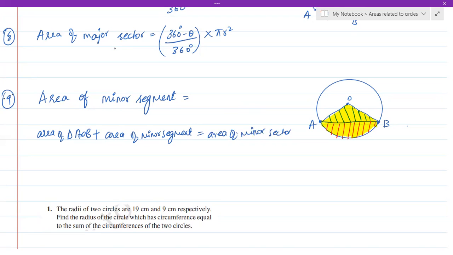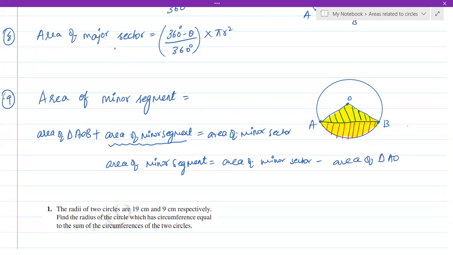Now, what do we need? Actually, we are trying to find the formula for the area of the minor segment. Therefore, area of minor segment will be equal to what? Will be equal to area of minor sector, minus, send the triangle area to the other side, area of triangle. So that is the formula.